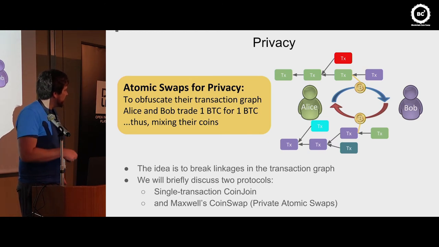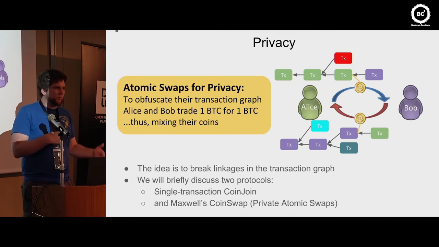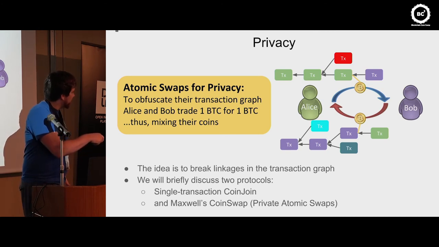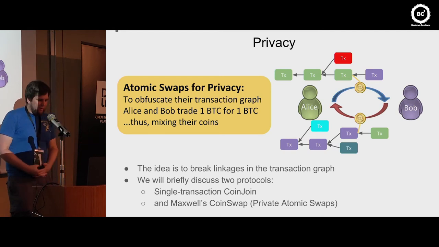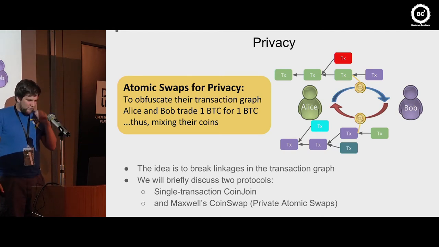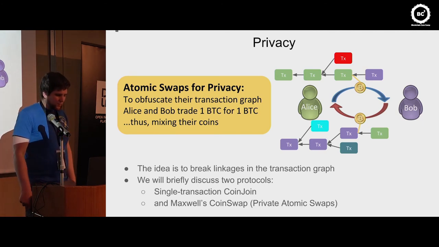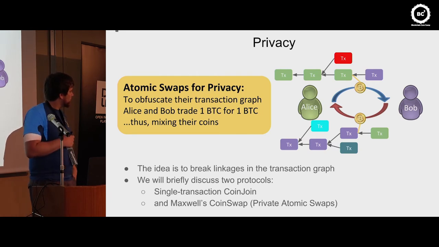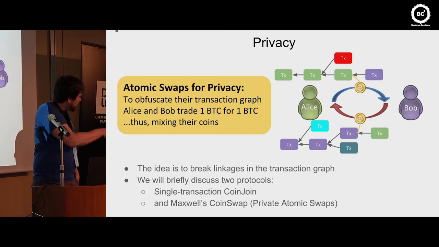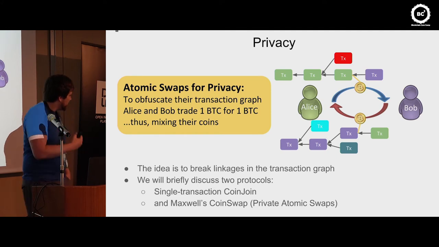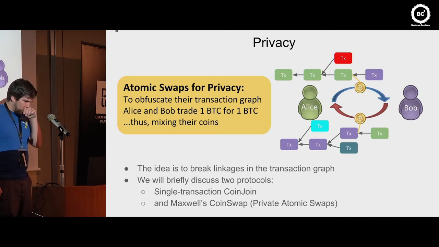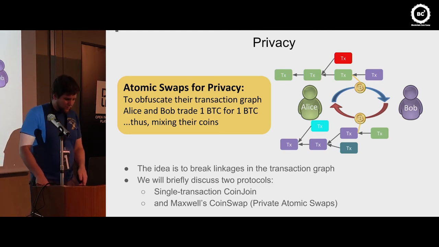As I talked about earlier, you can use atomic swaps or atomic trades to break linkages in the transaction graph, where Alice sends an output to Bob, and Bob sends an output to Alice.